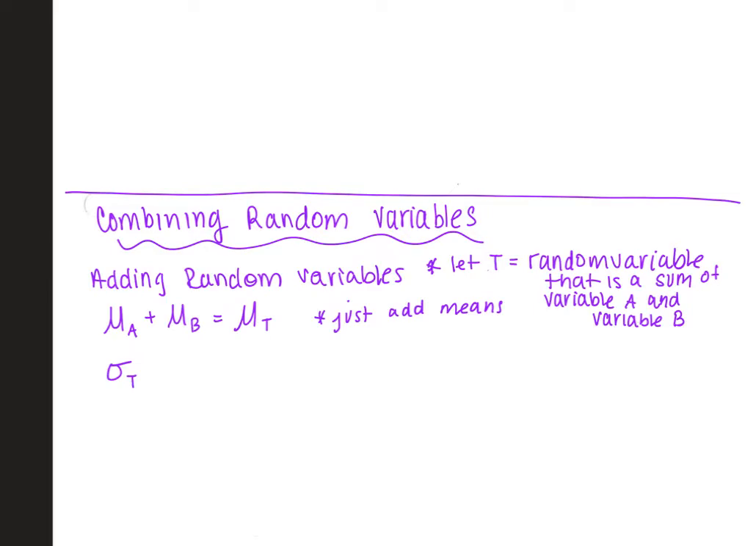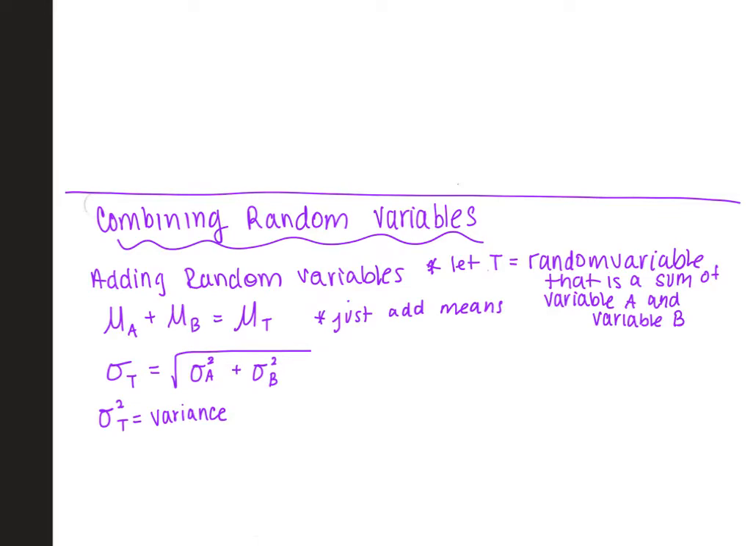The standard deviation of t, you can't just add the standard deviations. You have to add the variances. So remember, a variance is the squared standard deviation. So you can add the variances and then take the square root and you're back at the standard deviation. So this is the formula for adding standard deviations. You add the variance of A plus the variance of B and take the square root and you'll have the standard deviation of the sum.